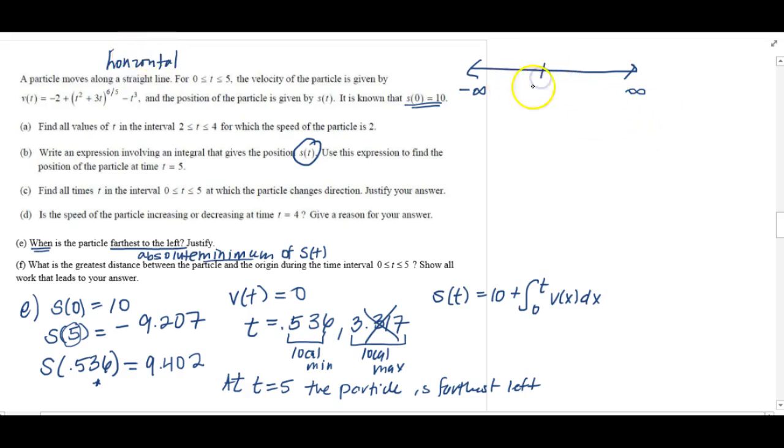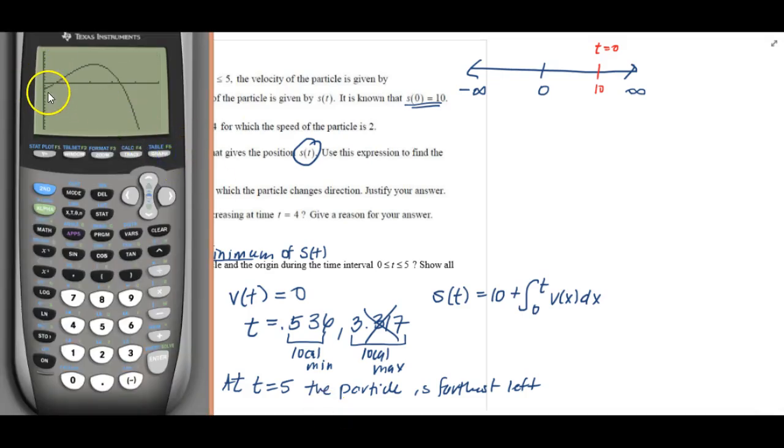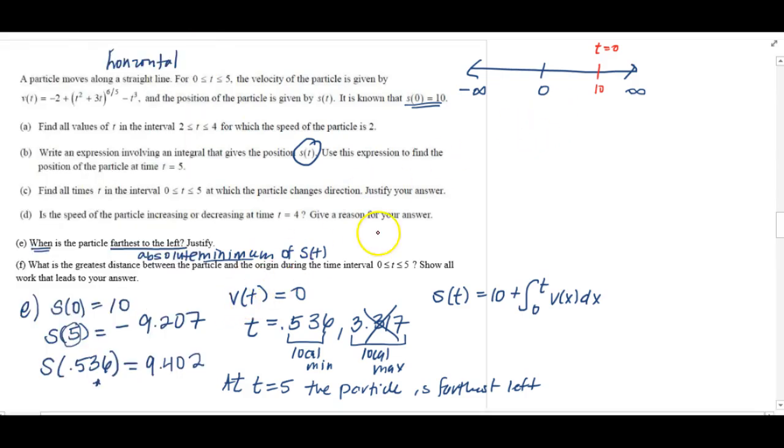So what's happening over the course of 0 to 5 seconds is, let's go ahead and change color. So this is my horizontal line. At time 0, the particle was at 10. So let's go ahead and say at 10, I start at t equals 0. And then what happened was, again, we analyzed the graph. We said, well, the particle started heading to the left because velocity was negative. So the particle started heading to the left, and it got all the way to 9.402. I guess that's not very far. 9.402 after 0.536 seconds, right?